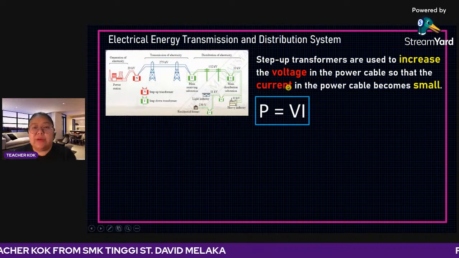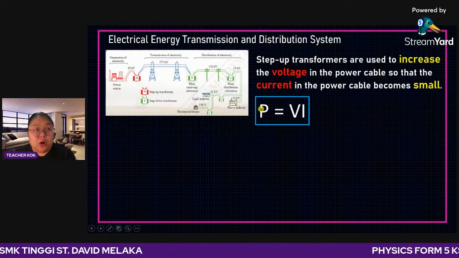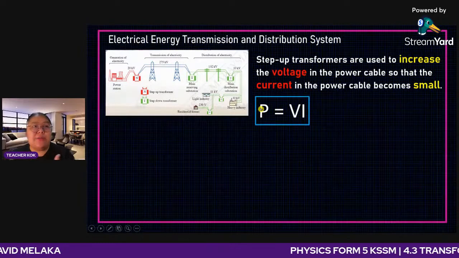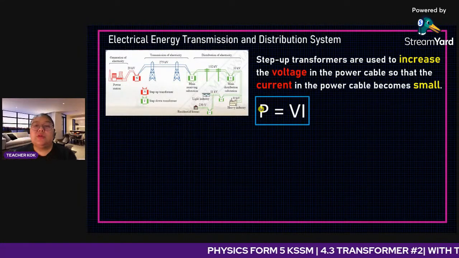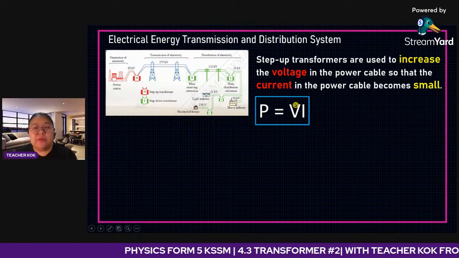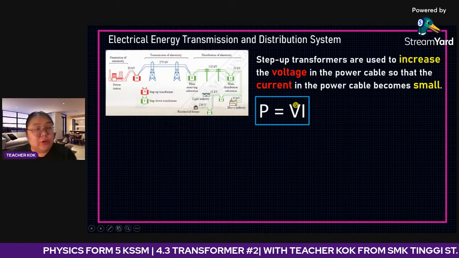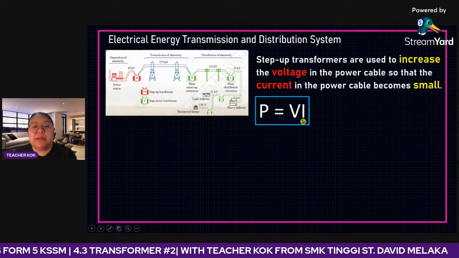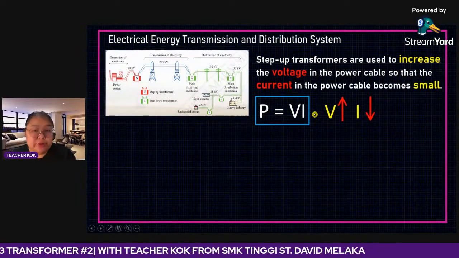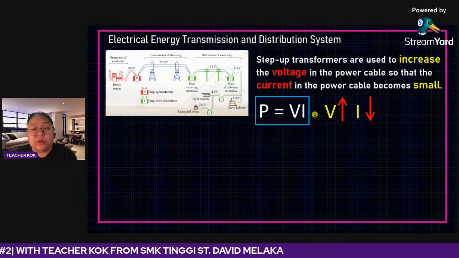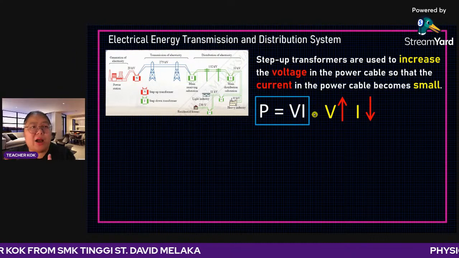Why do they increase the voltage? You see, the power is constant. We never provide any extra power. The power is fixed. So I make the voltage become high using a step up transformer. So automatically, your current will drop. Agree? Because the power is constant. So why do I need the current to drop?